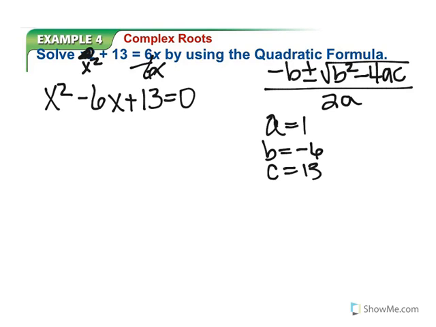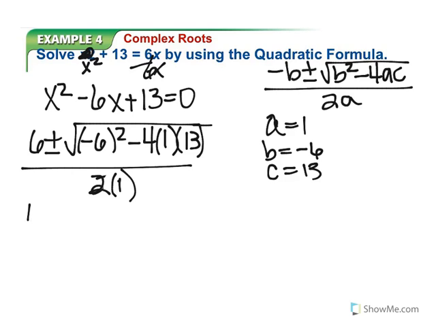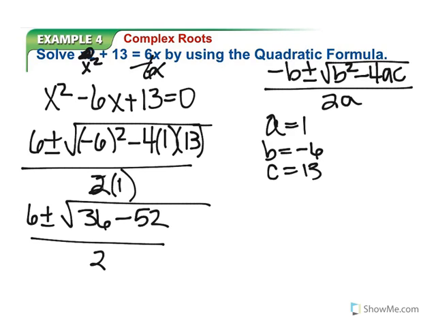Now we're going to plug in negative b, which is going to give me 6 plus or minus the square root of negative 6 squared minus 4 times 1 times 13 divided by 2a. Oops, 2 times 1 in this case. And now we're going to simplify. Whatever's underneath the radical goes first. 6 plus or minus the square root of 36, 4 times 13, which is 52. So 36 minus 52 divided by 2.